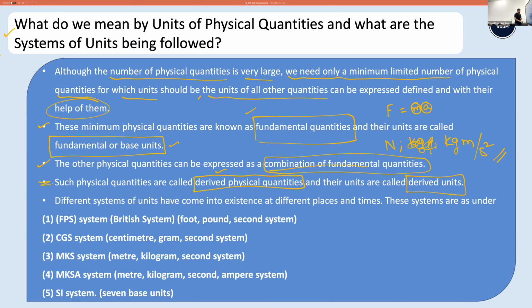So write down this point. Don't write it like this. Such physical quantities which can be expressed as a combination of fundamental quantities are called derived quantities. Are you able to understand? Physical quantities which can be expressed as a combination of fundamental quantities are called derived quantities, and their units are called derived units.